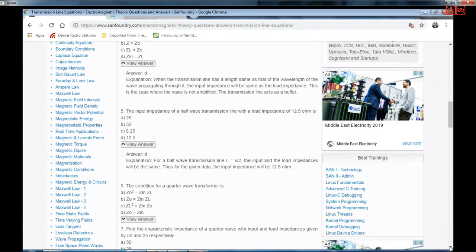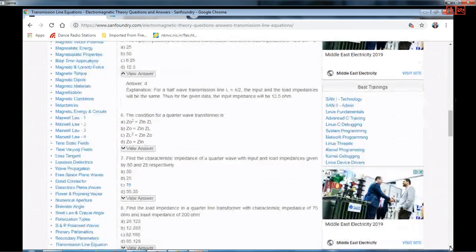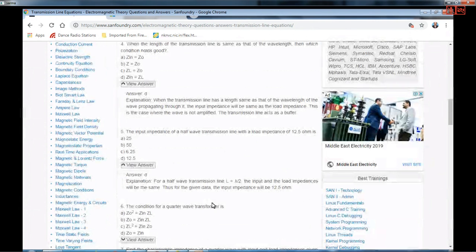So the condition for the quarter wave transformer is this.